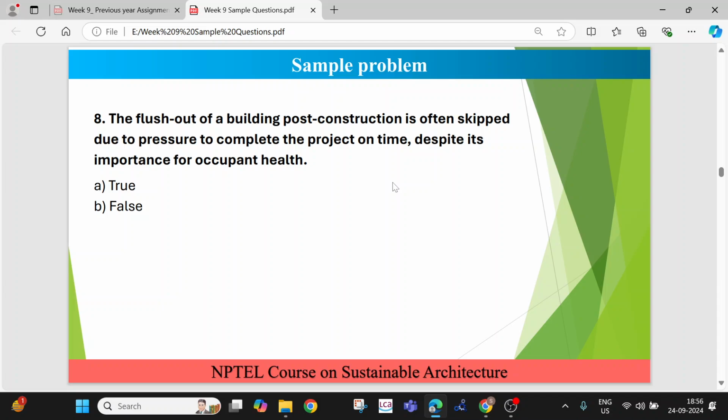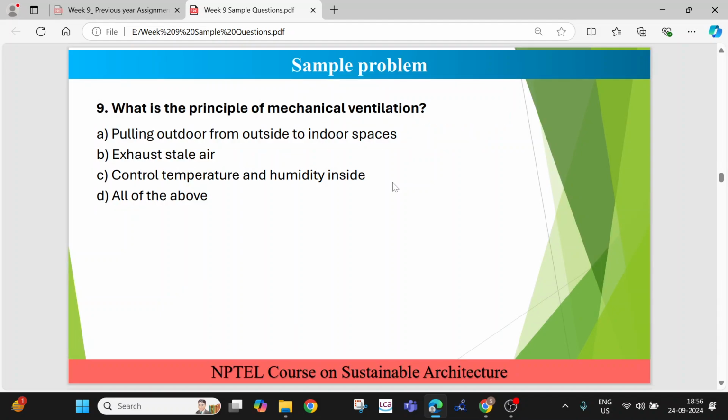Fine. Yes, sir. Okay, so here is the ninth question. Sir, can the flush out be done after occupancy, partial occupancy or something? No, no, no, this has to be done just post construction, before occupancy. So that all has to be done through some sort of pressurized system.